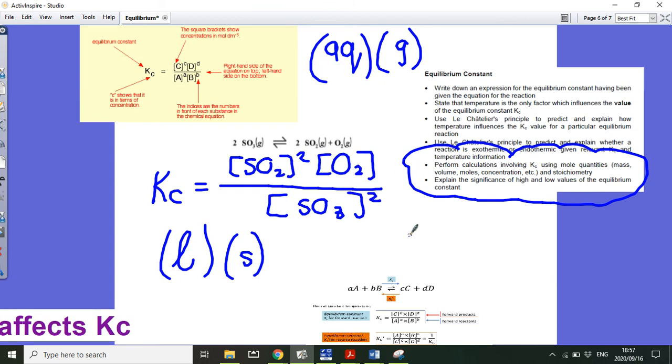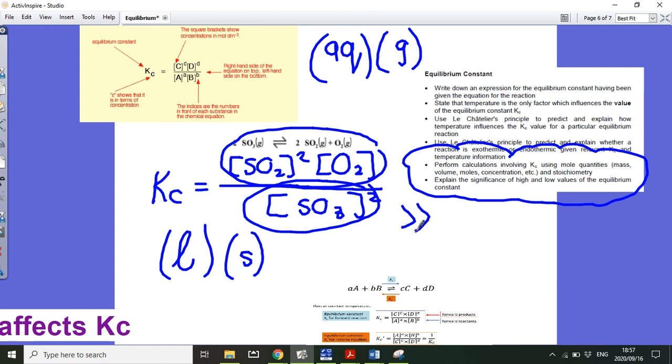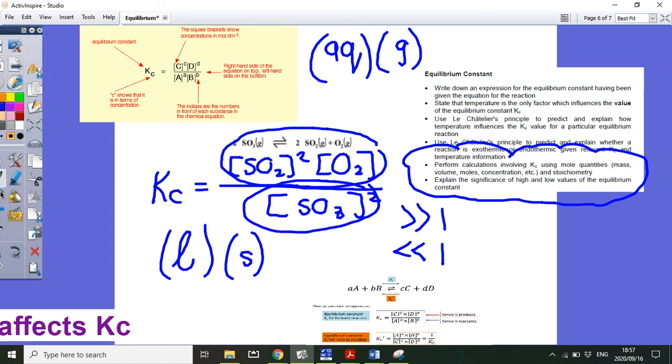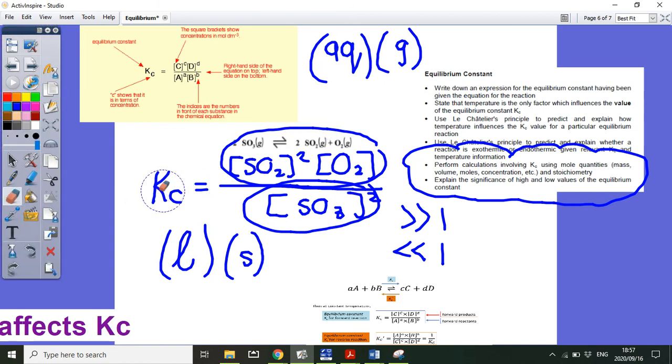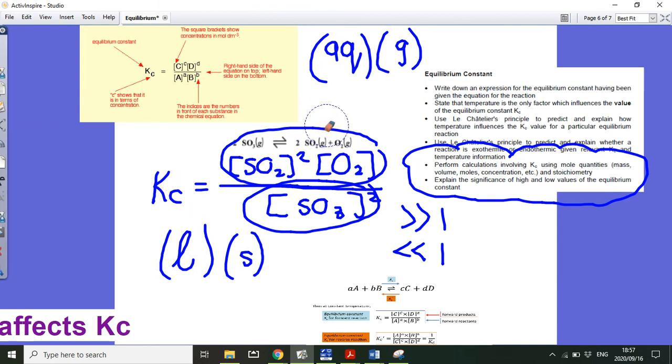Now, if this Kc value is very big, then remember the top value is bigger than the bottom value. So if your Kc value is much bigger than 1, then you know you've formed lots of products. You've got a high yield. If your Kc value is much smaller than 1, then you know I've got more reactants, so I don't have a high yield of my products. So just make sure you know what a high Kc and a low Kc value actually means. A high value means lots of products, a low value means not a lot of products. There we go. Now it's only Kc calculations and you have many videos for that.